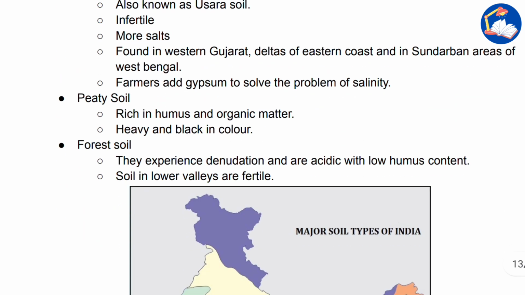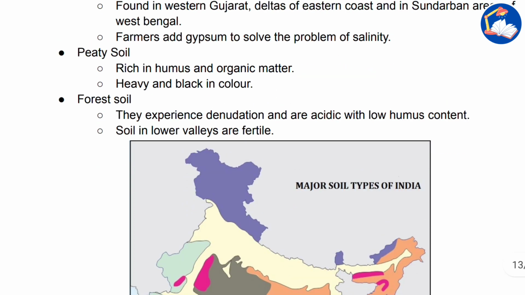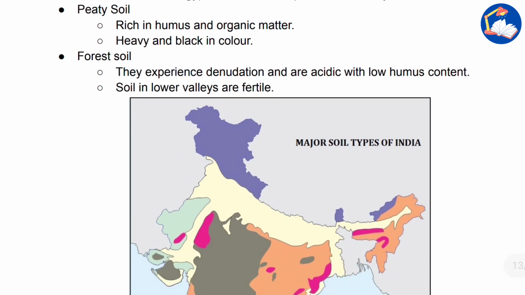Now peat soil is rich in humus. It's rich in humus and organic matter, and heavy and black in color. It's good for crops. Okay, and for forest soil, they experience denudation and are acidic with low humus content. Soil in lower valleys is fertile.